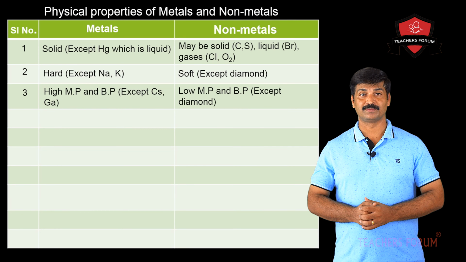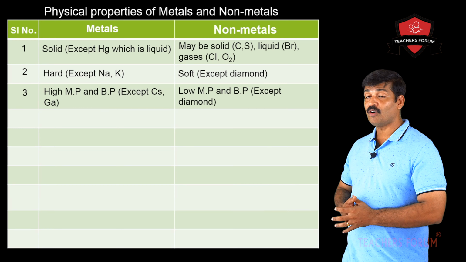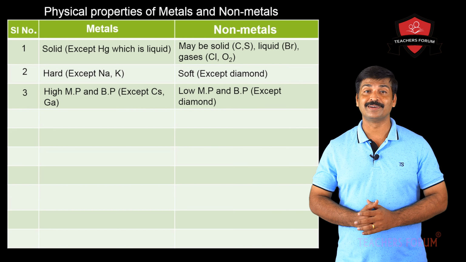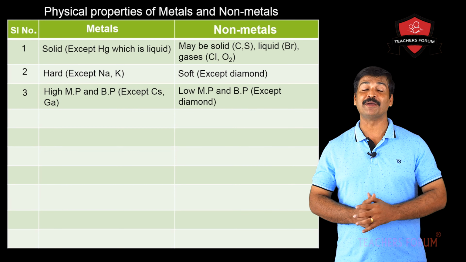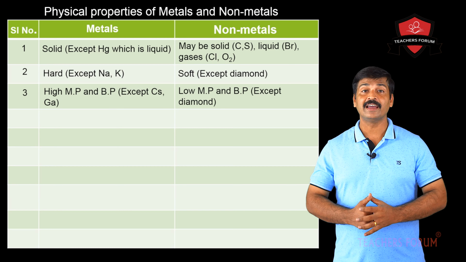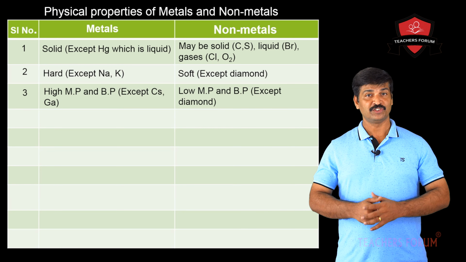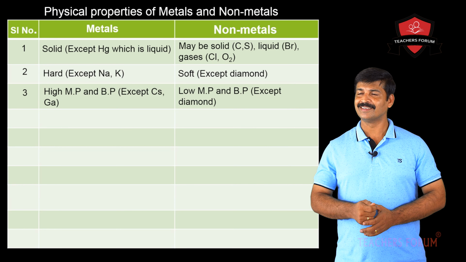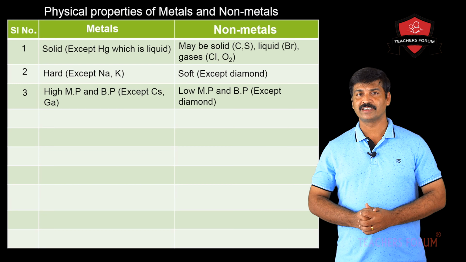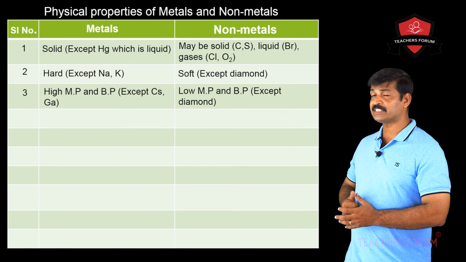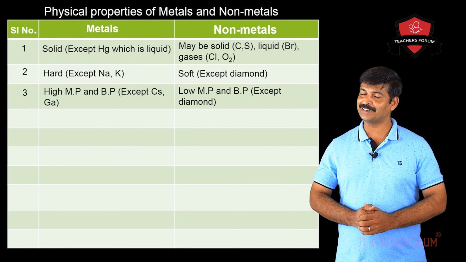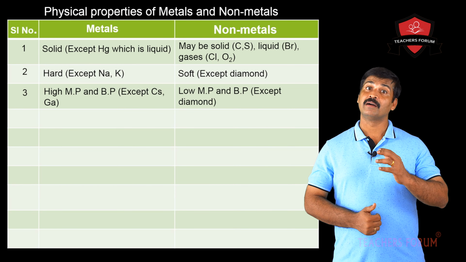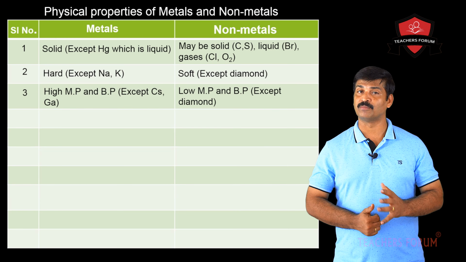Now non-metals. Non-metals have very low melting point, but there is one exception, the allotrope diamond. Diamond has very high melting point and boiling point. Generally, metals have high melting point and boiling point, but there are some exceptions I told you, gallium and cesium. Non-metals have low melting point, but there is one exception, that is diamond. Diamond has maximum high melting point and boiling point.